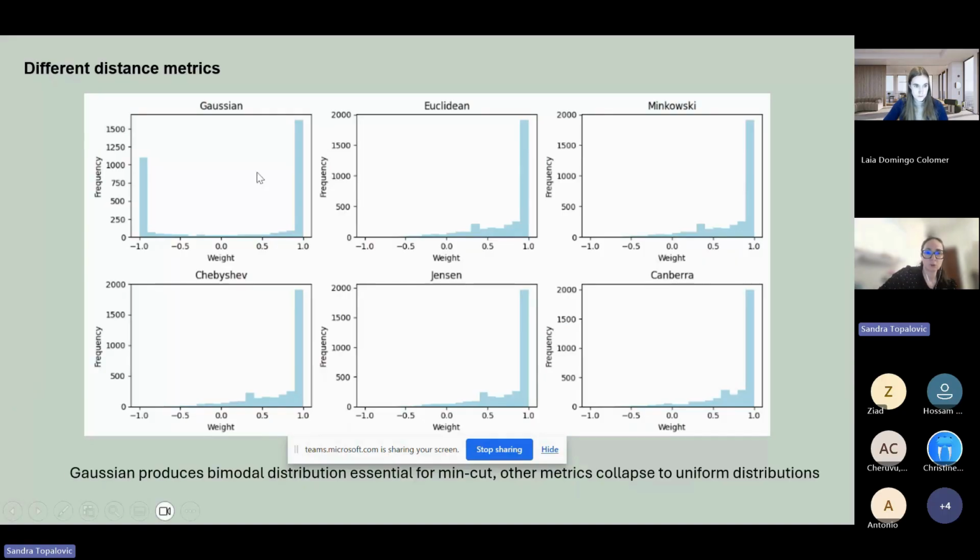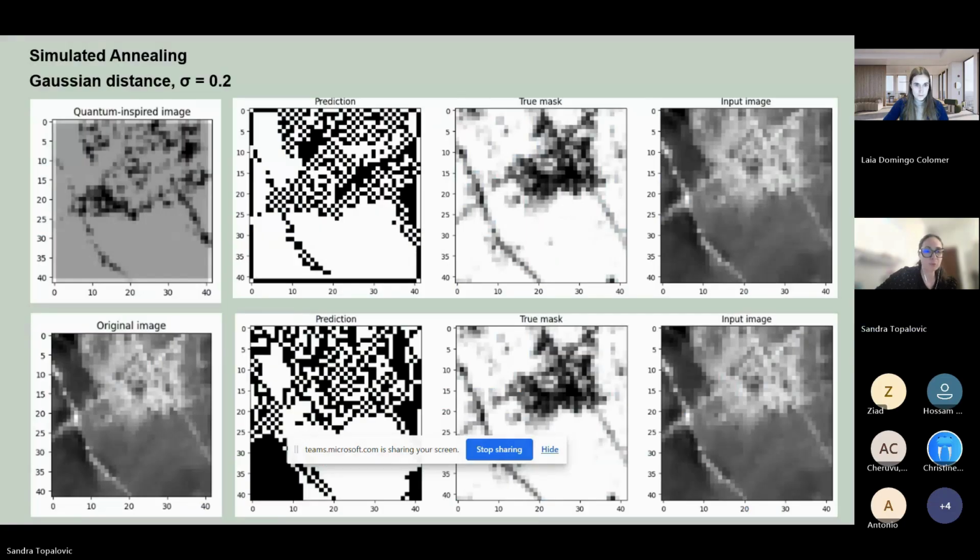It looked like the Gaussian is bimodal, and it looked like it would be the best for this min cut, finding the global minima and separating these two classes. The rest of them had more uniform distribution. So I continued with the Gaussian.